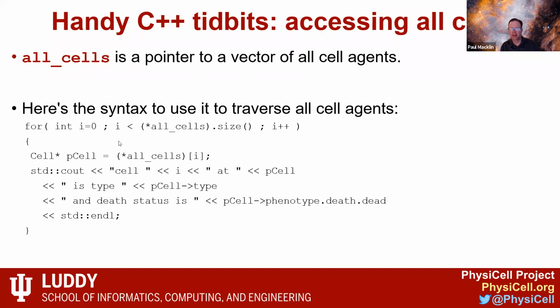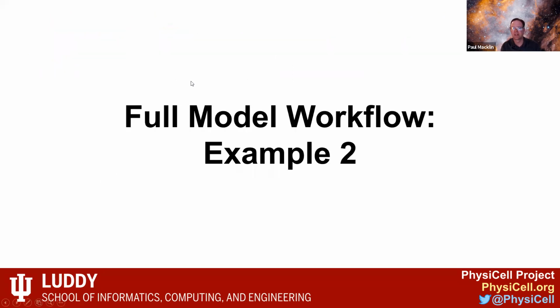The easiest way I've found to do it is when you're in your loop, make a cell pointer and point it to the ith element of this list. And now this is way, way shorter to write than parentheses star all cells star bracket blah, which is a lot to write and error prone. So I just want to do PCell and then do something to it. In this case, I'm just reading out some properties for my cell and going through all the cells in my list. So that can be really handy for custom add-ons if you want to do something and apply it to all the cells or query them for some kind of analysis.